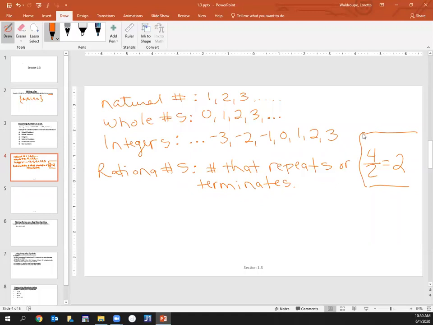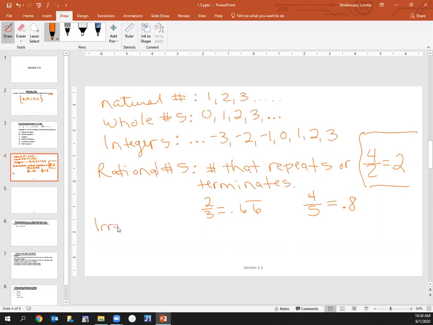Example, what is the equivalent of 2/3? 0.66 repeating, so that's rational, okay? What's the equivalent of 4/5? If you punched it in your calculator or divided it out, it's 0.8. It stops, so that's rational.